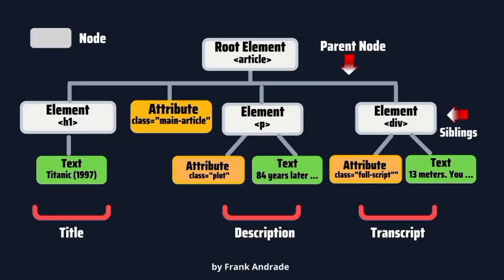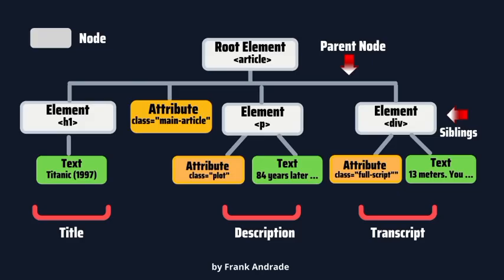All the rectangles you see on this tree are called nodes. Every node has exactly one parent, except the root. The h1 node's parent is the article node. Siblings are nodes with the same parent. An element node can have 0, 1, or several children, but attribute and text nodes have no children. For example, p and div have two child nodes, but no child elements.